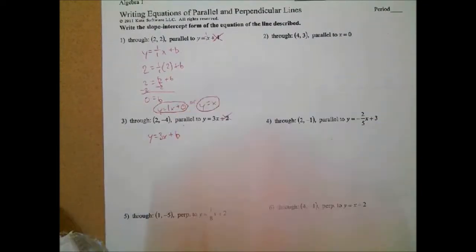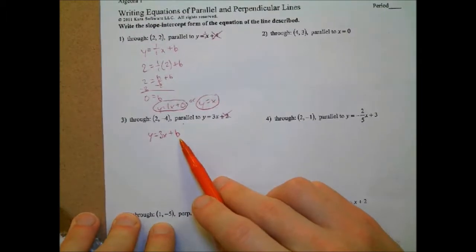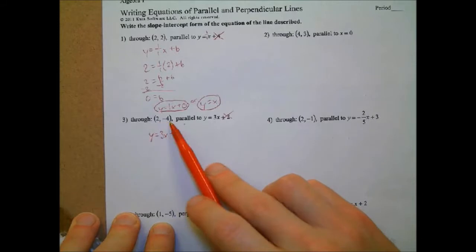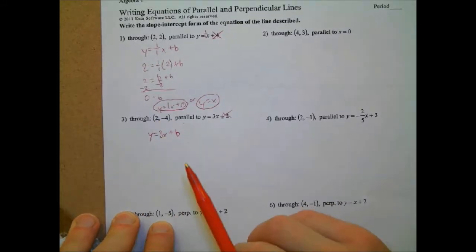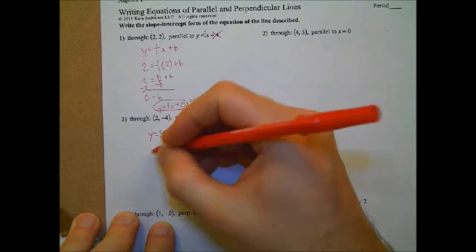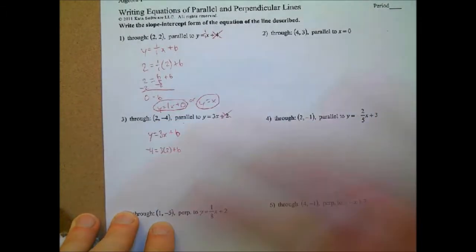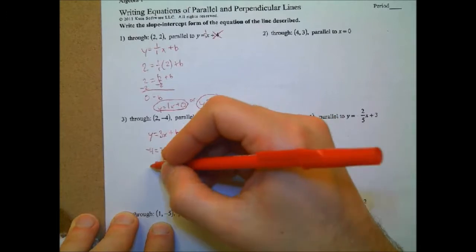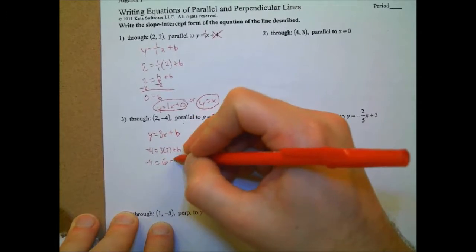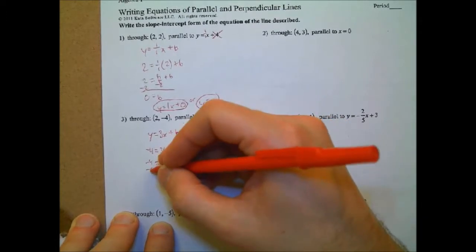Okay, so Mark, how can I come up with the b here? What do I need to do? I have a point that my line goes through. How can I use that? Negative 4 is your y. Yeah. And then 2 is your x. Yes. And we're going to solve for the y-intercept. So 3 times 2 is 6. Okay, subtract 6 on both sides. We have negative 10 equals b.